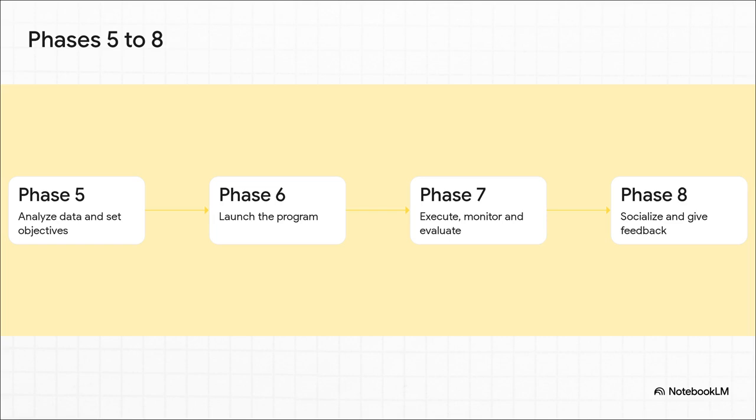Once those needs are mapped, Phase 5 is where you analyze that data and set clear objectives. Phase 6 is launching the program, followed by Phase 7, which is execution, monitoring, and evaluation. Finally, Phase 8 is socialization and feedback. This reflection phase is so vital because it identifies new challenges and ensures the knowledge produced is shared back with everyone involved, leading to tangible social transformation.